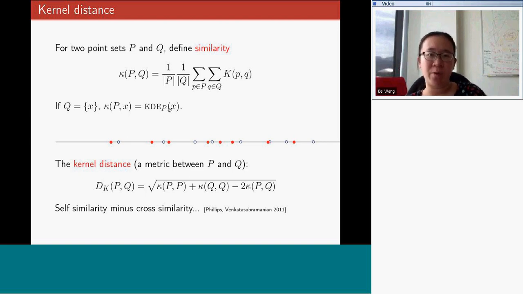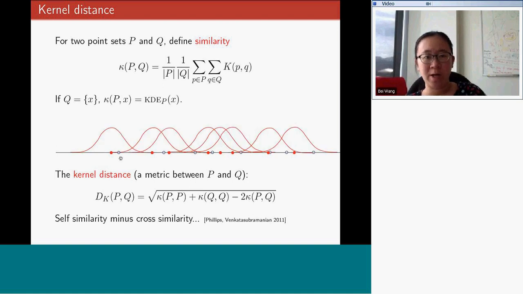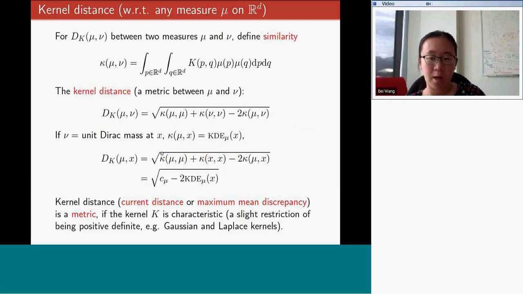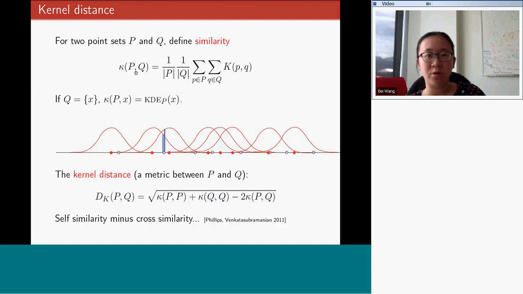So, for example, I have a point set P that's red and a point set Q that's blue, and they are both on the line. What happens is that now every point from point set P has a Gaussian kernel operating on it, and I can evaluate the points of Q against the weight in P. The similarity measure is a sum of all these influences from one point set to another.